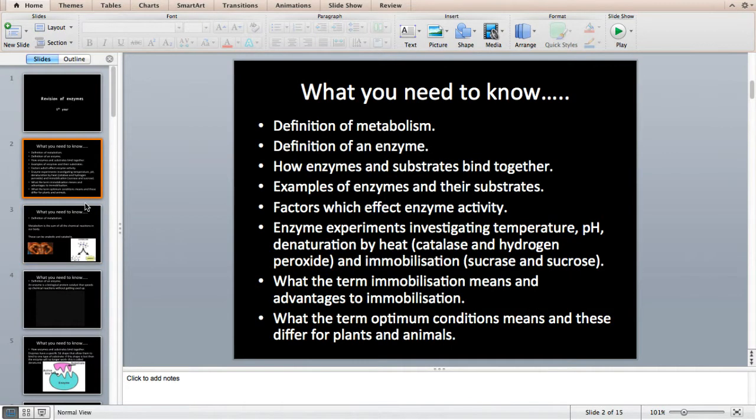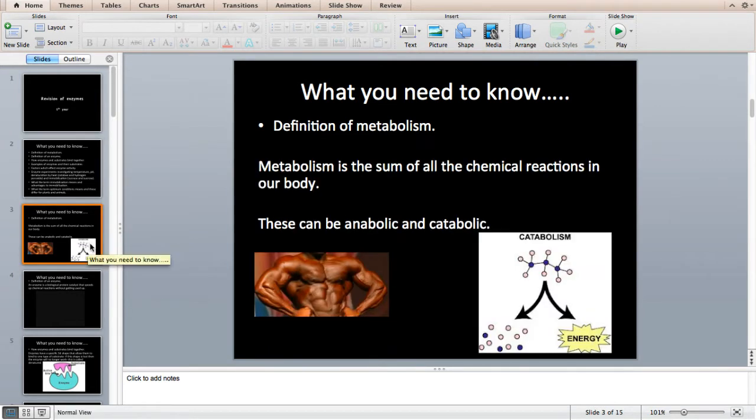So there's your definition of metabolism, definition of enzyme, how enzymes and substrates bind together, and how they're specific, or how you can use the word specificity with them. Examples of enzymes and the substrates, so examples from your body, factors which affect enzyme activity, and enzyme experiments investigating temperature, pH, denaturation, and also immobilization. What the term immobilization means and advantages to immobilization, what the term optimum conditions mean, and how these differ for plants and animals. So girls, remember, metabolism is the sum of all the chemical reactions that happen in your body.